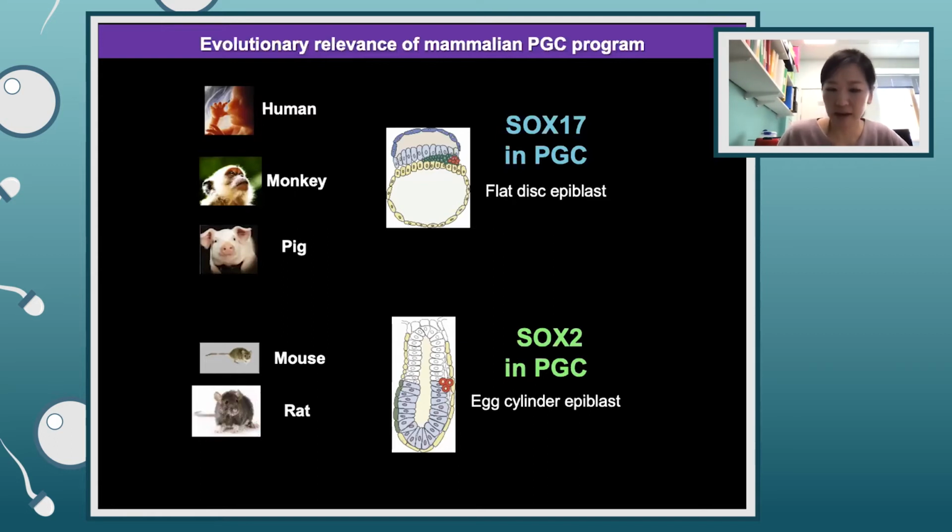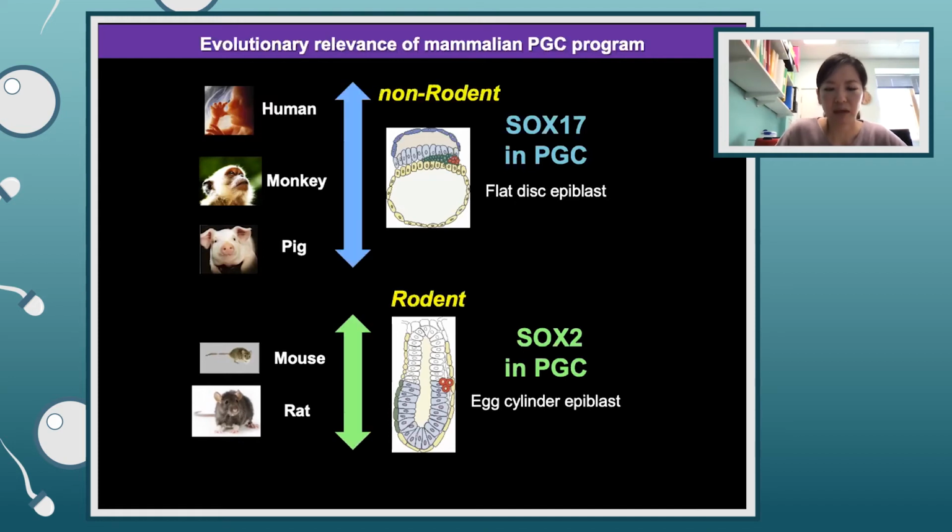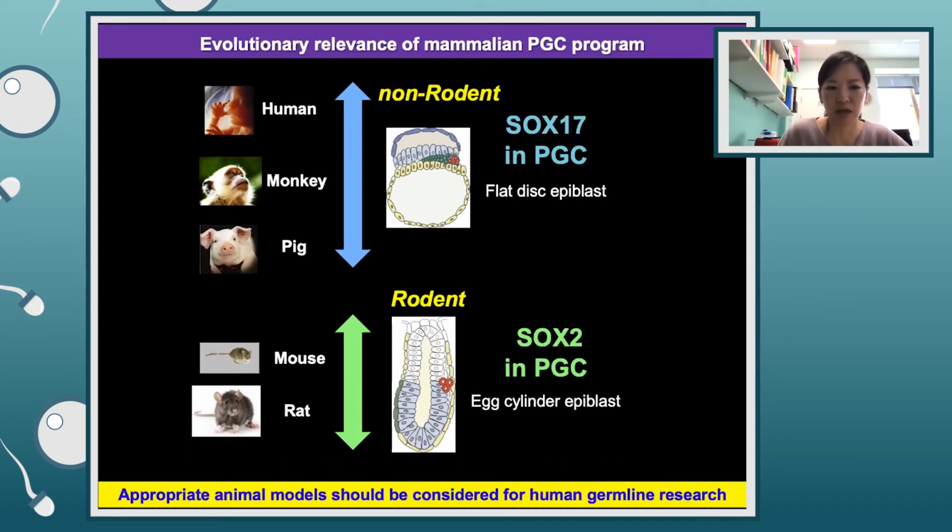And on the other hand, rat also shows an X-cylinder epiblast, shows SOX2 expression in PGCs instead of SOX17. It seems that the rodent and non-rodent mammalian animals developed a different system to induce germ cell fate. So from an evolutionary point of view, this is very interesting. It also teaches us that we need to carefully choose the animal model to study early human germline development.